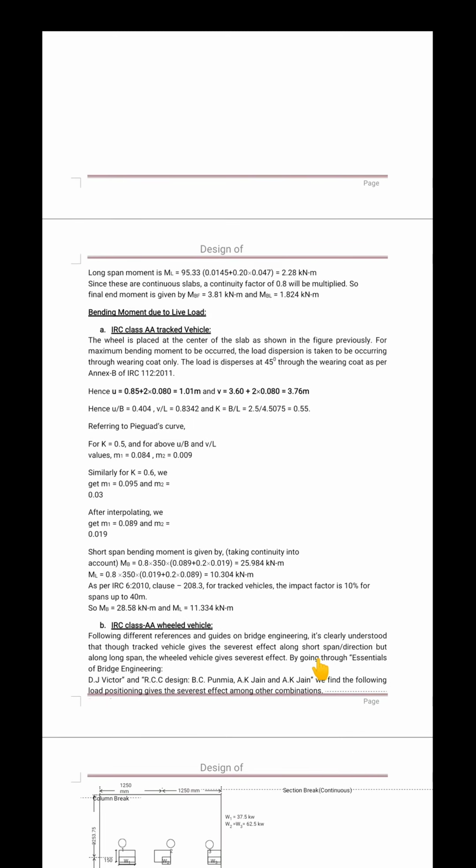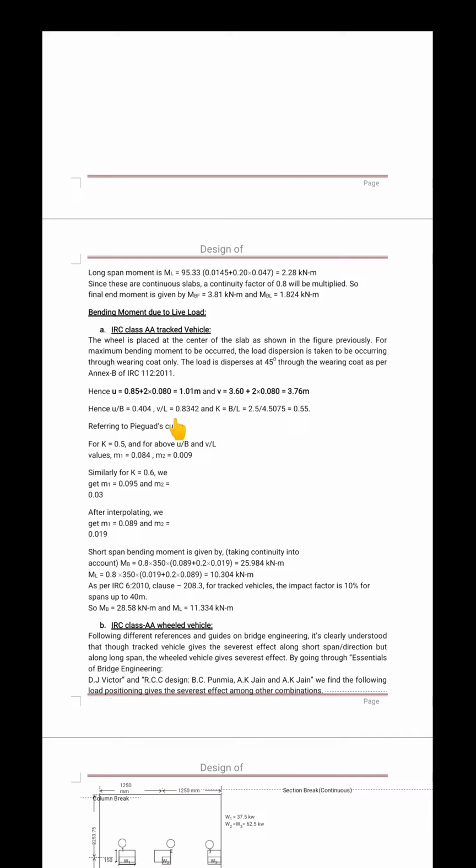Now for the same thing we will have to calculate with different types of loadings, different types of loads of the vehicles. One is the IRC class A tracked vehicle. The wheel is placed at the center of the slab as shown in the figure previously. For the maximum bending moment to occur, load dispersion is taken to occur through the wearing coat only. The load is dispersed at 45 degrees through the wearing coat as per the code.